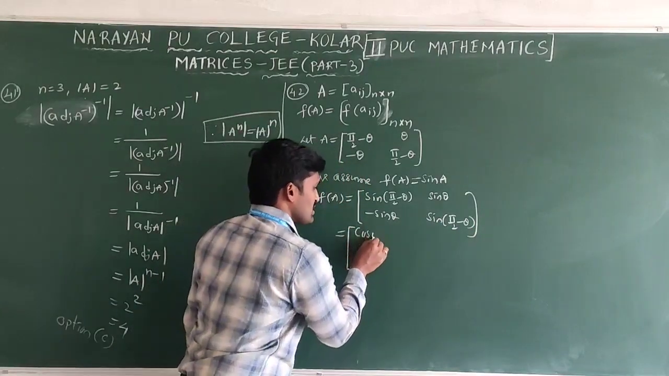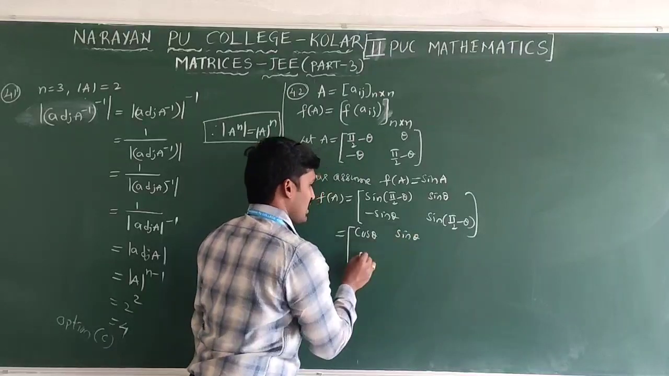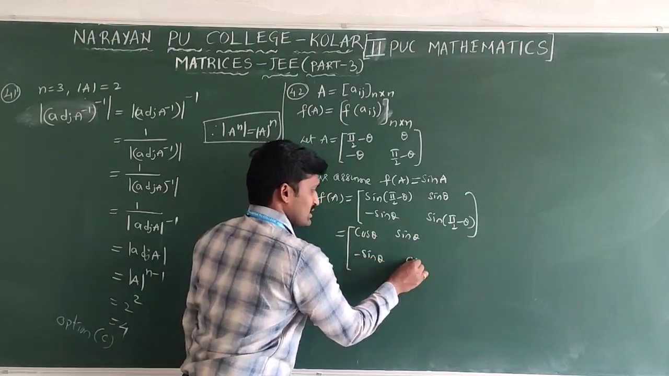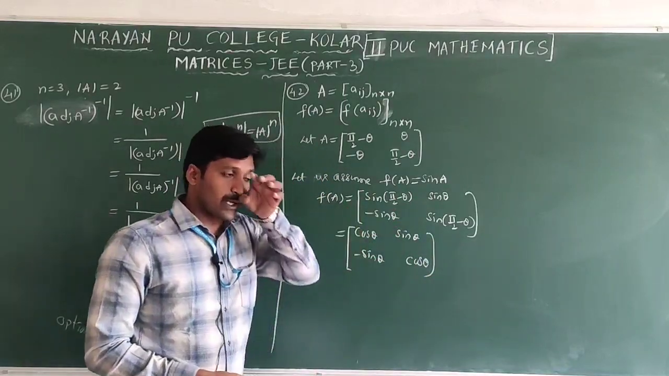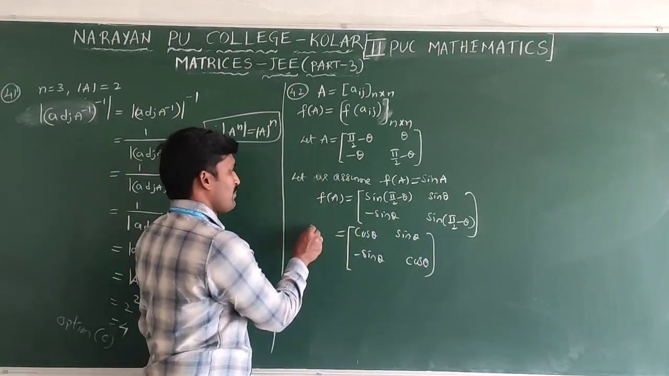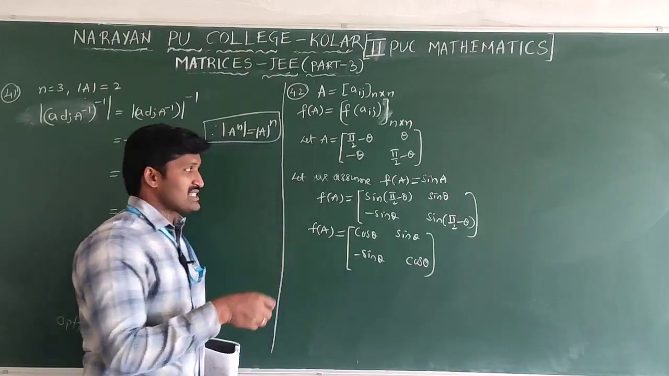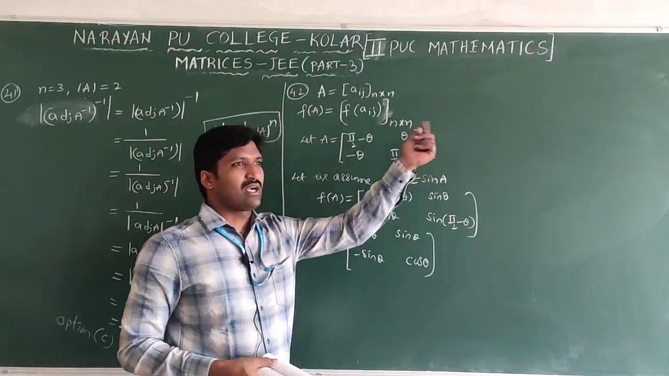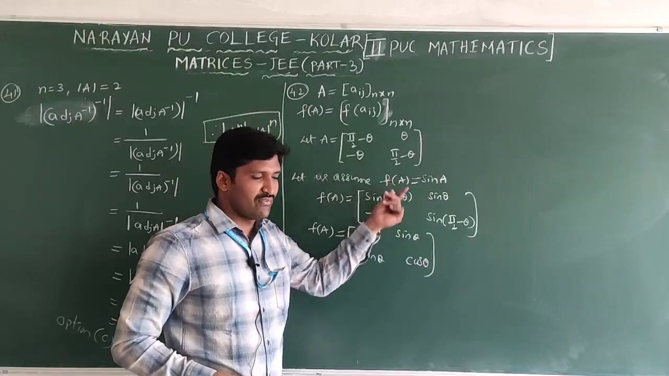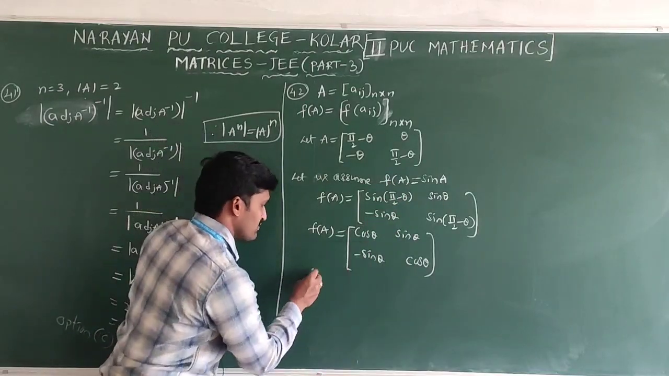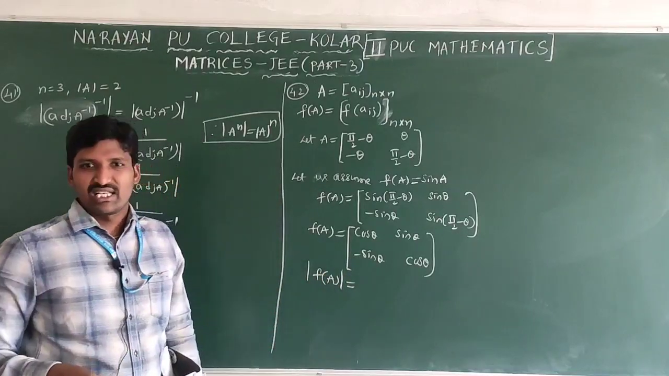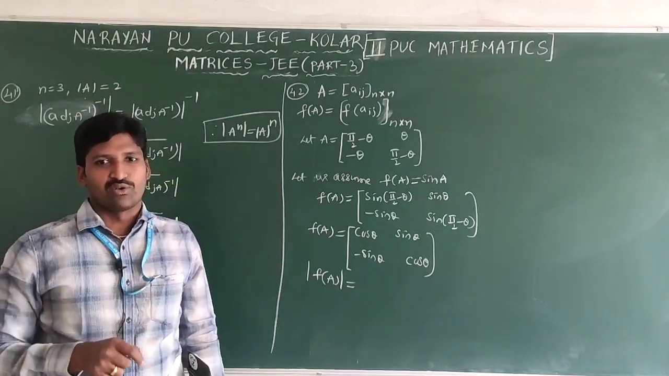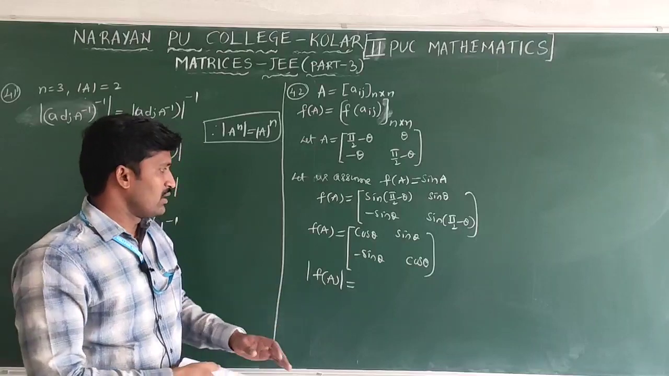What will we get here? Cos theta, sin theta, minus sin theta, cos theta, because sin of 90 minus theta is cos theta, first quadrant. Now this is the matrix we got. Is this sin A function invertible or not? How to check? As for the f of A function, if you find the determinant of this, det of f of A, the inverse exists if det A is not equal to 0, the determinant of the given matrix.